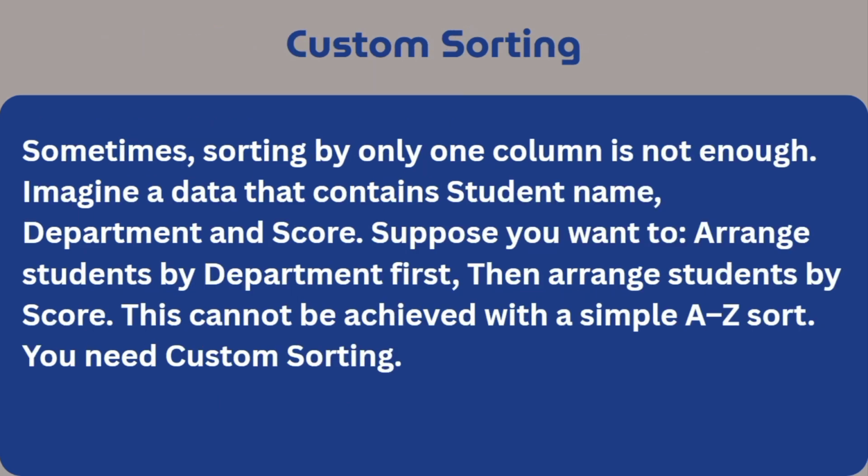So we also have custom sorting. Aside from alphabetical sorting, numerical sorting, and chronological sorting, there is also what we call custom sorting. In this case, sometimes sorting by only one column is not enough. Imagine data that contains students' name, department, and score. Suppose you want to arrange students by department first, then arrange the students by score. This cannot be achieved with a simple A to Z sort.